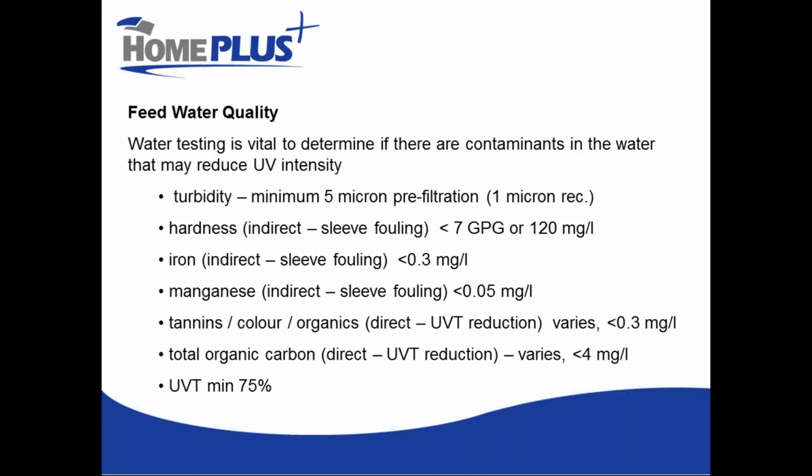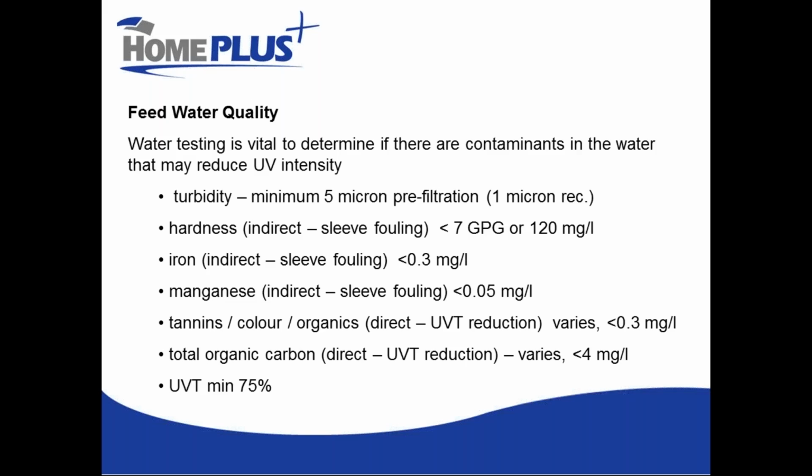And interestingly enough, that 4 milligram per liter guideline is also a pretty good guideline for chlorination as to whether or not you're likely to have problems with the formation of disinfection byproducts. So we don't escape having to worry about organic precursors with UV either, because it can affect our UV transmittance.